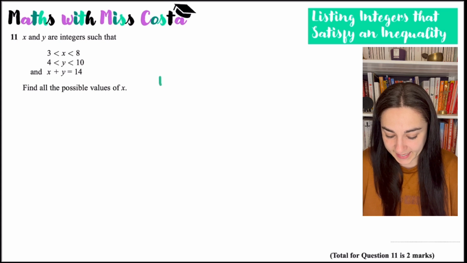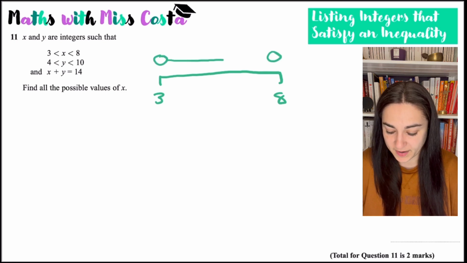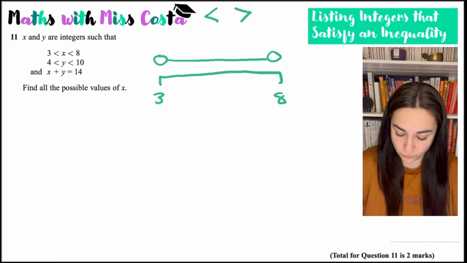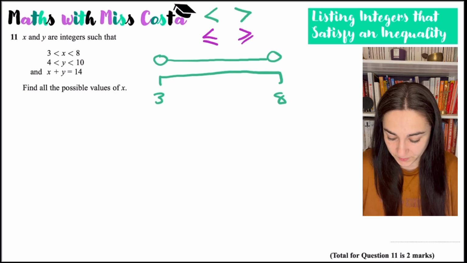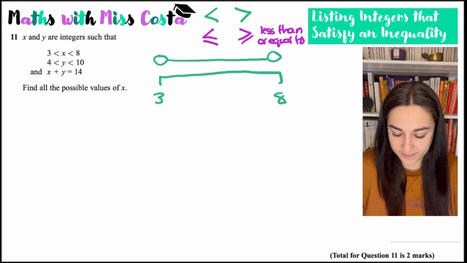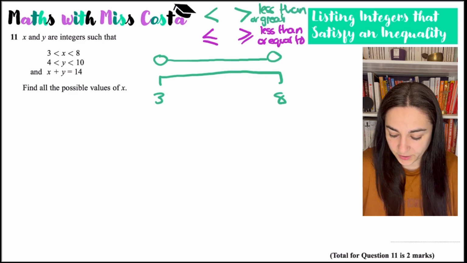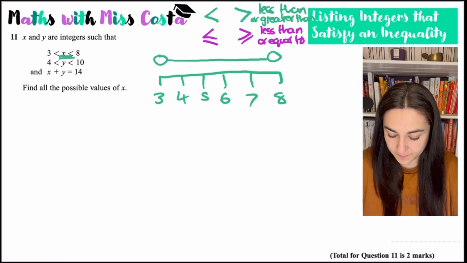3 is less than x, which is less than 8. So I could just draw myself a quick little number line. I know that the x values have to be between these two values, but not including them. Remember, if a sign looks like this or like this, it means less than or greater than. And if they have the little equal sign underneath them, it means they can be equal to. So this could be less than or equal to, and the other signs are just going to be less than or greater than.